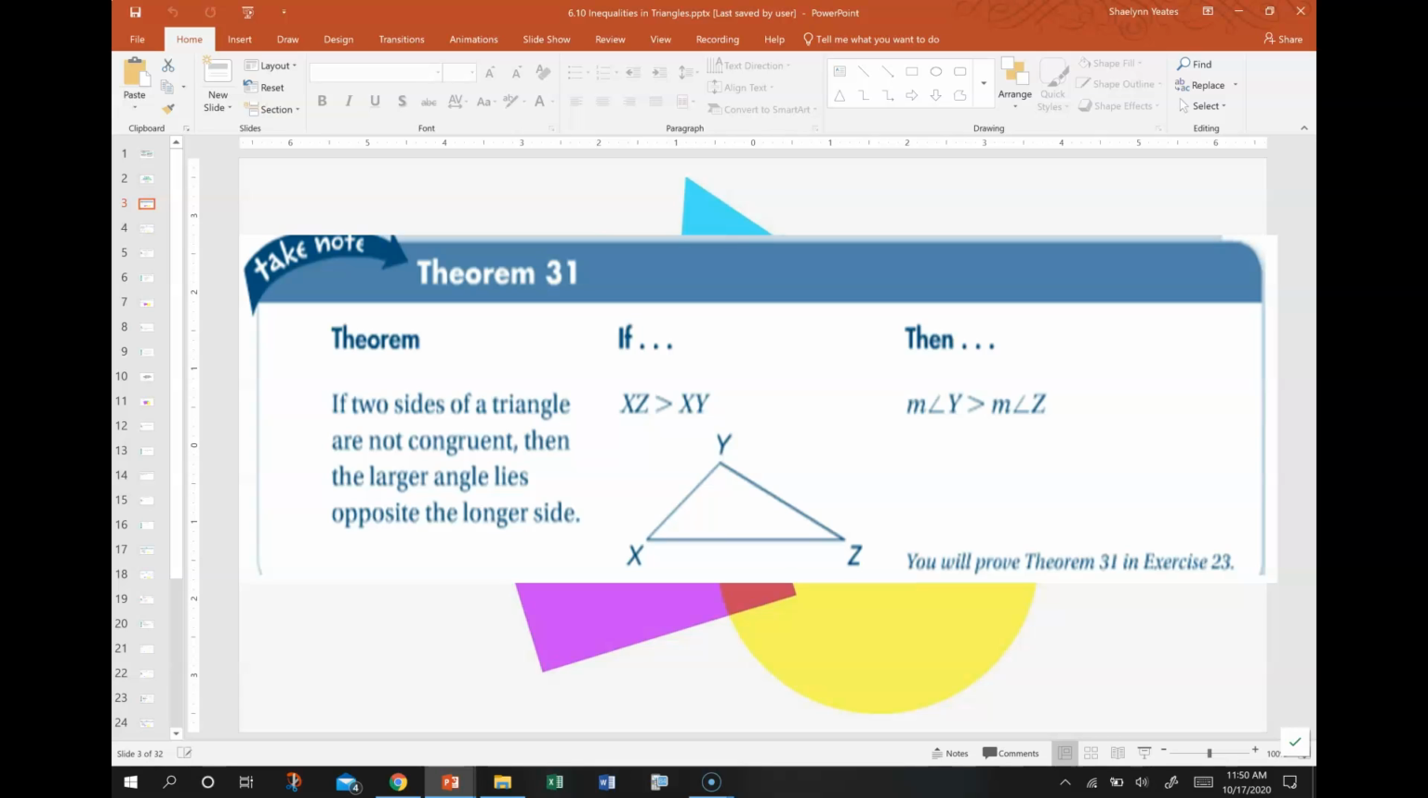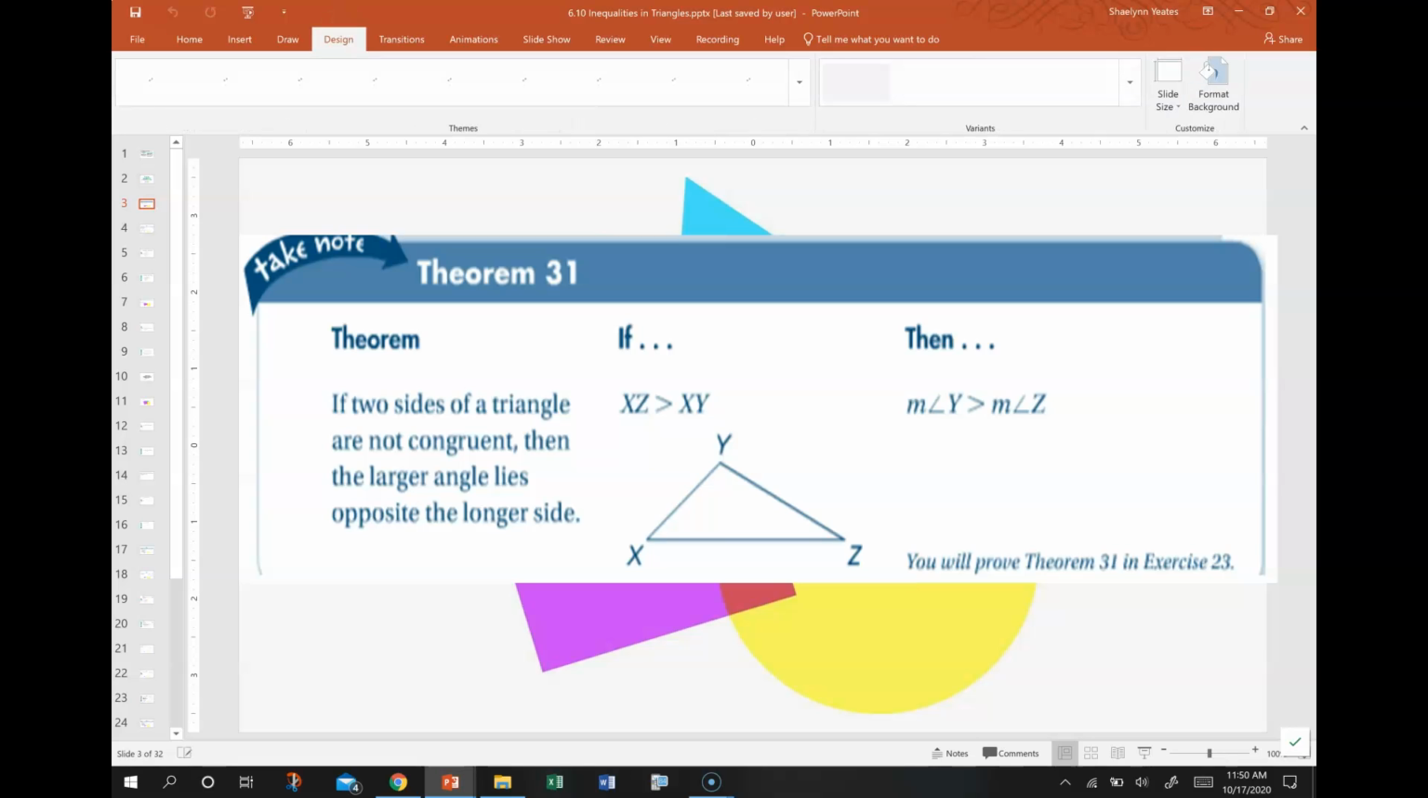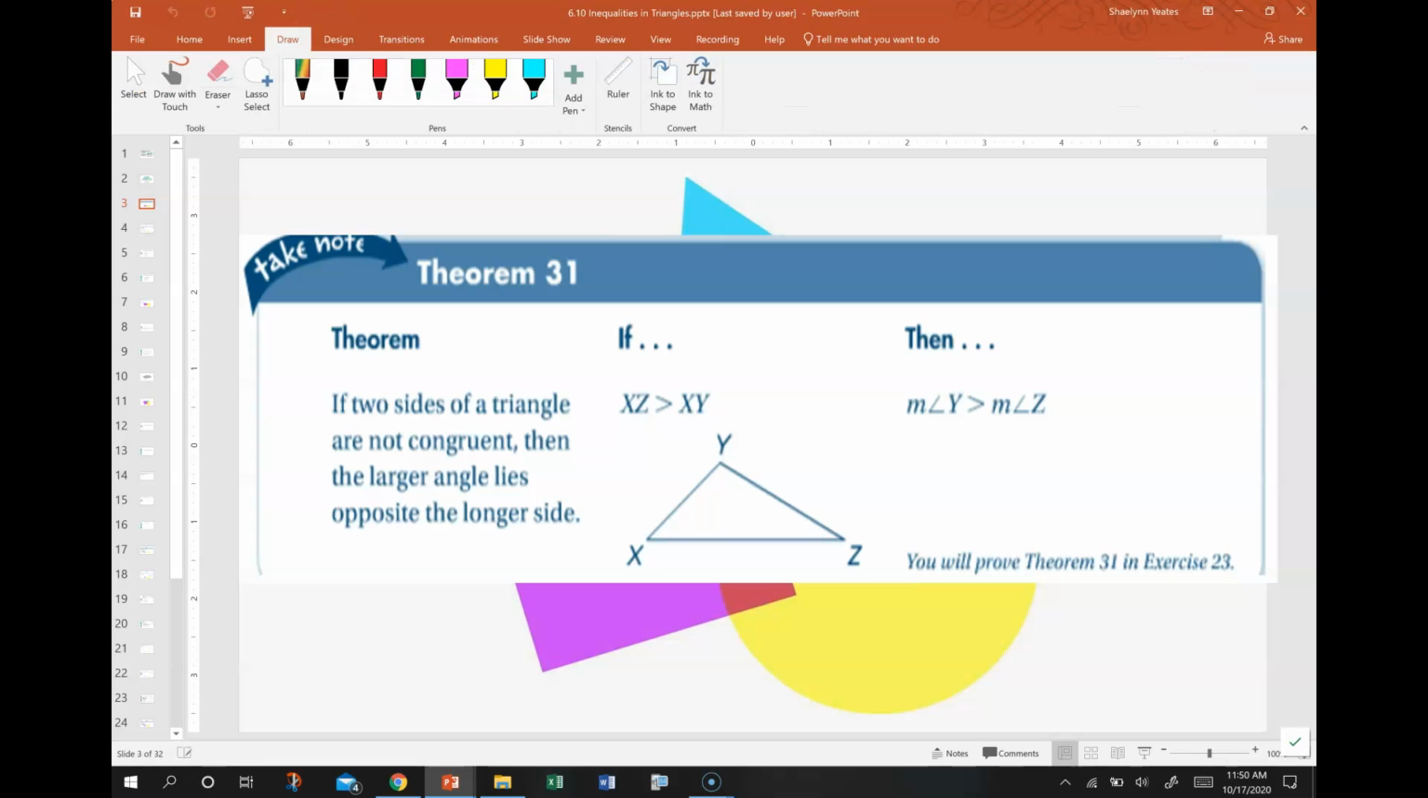Alright, so this is saying that if two sides are not the same length, then the angle opposite the larger side will be the larger angle. In other words, see how YZ is a much wider opening than XY? What that means is that the angle opposite XY, so angle X, will be greater than the angle opposite YZ, so angle Z.